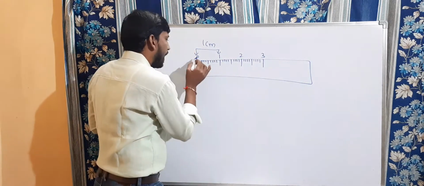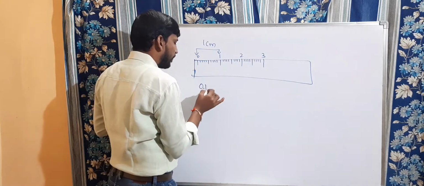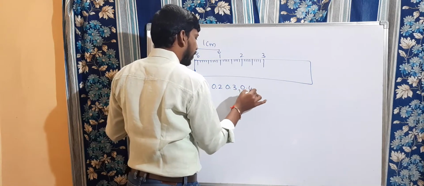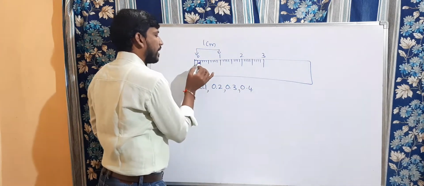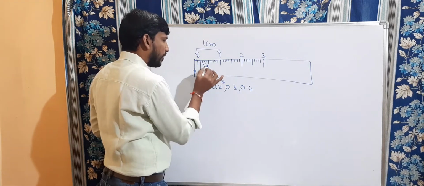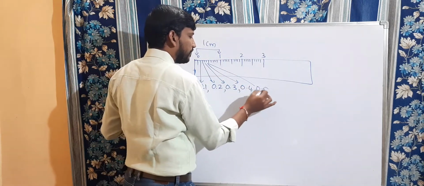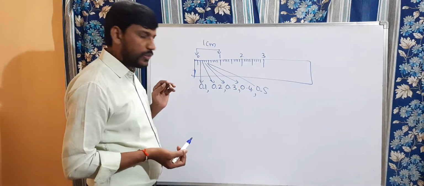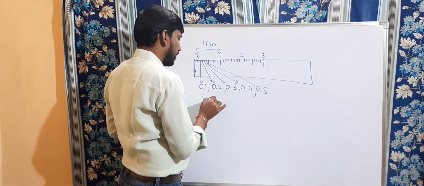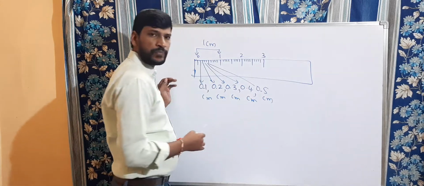After 0 you can call it 0.1, 0.2, 0.3, 0.4, like this for each and every line. The big line is nothing but 0.5. So these are all nothing but 0.1 centimeter, and so on, each in centimeters.